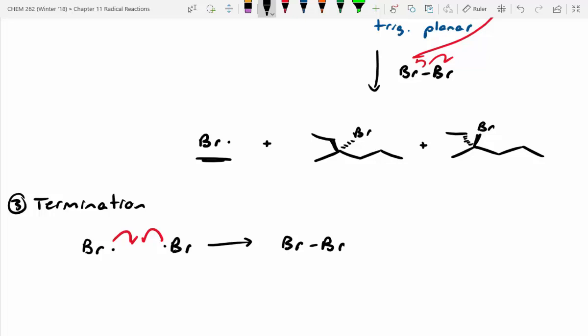All right, I think that's where we're going to end off today. Tomorrow when we come in, we'll talk about allylic bromination, which is pretty similar, but it does involve more resonance.